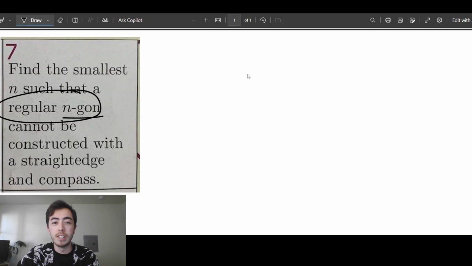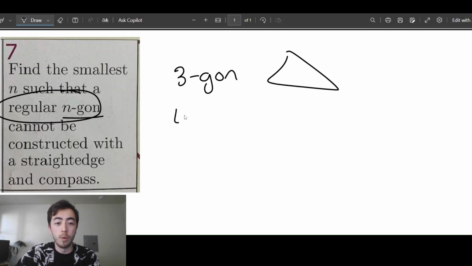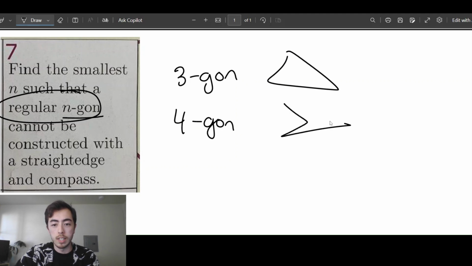An n-gon is just some kind of polygon with n amount of sides. So like a 3-gon is just like a triangle. A 4-gon is just a quadrilateral. It could be a weird one, kind of like this. A 5-gon is a pentagon, so on and so forth.